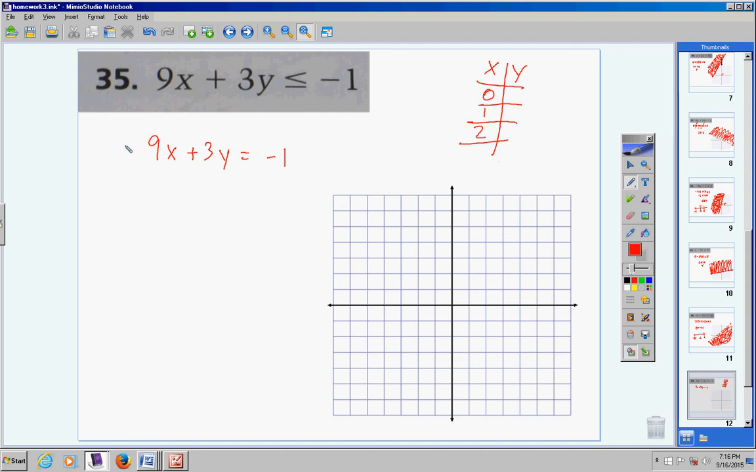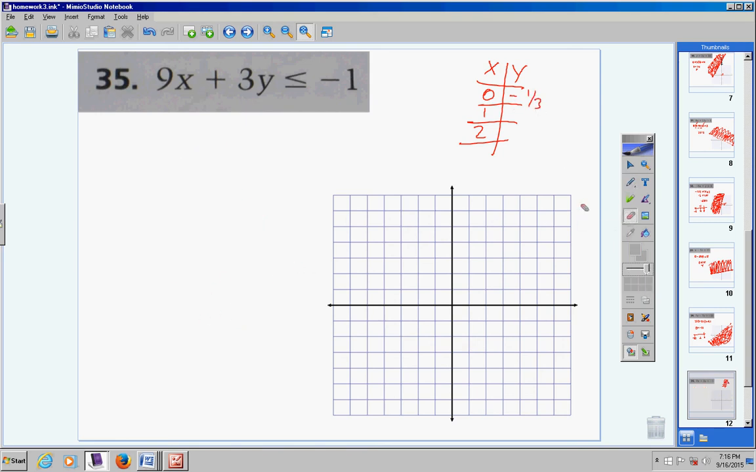So let's get started. Where the x is right here, I'm going to put a 0. 9 times 0 is 0. 0 plus 3y is 3y. I'm a step ahead of myself. There we go. Divide both sides by 3. A negative divided by a positive is negative. 1 divided by 3 is 1/3. So there's one ordered pair.